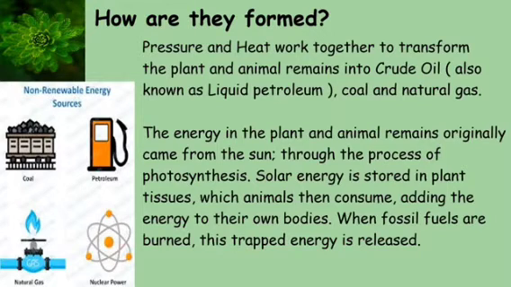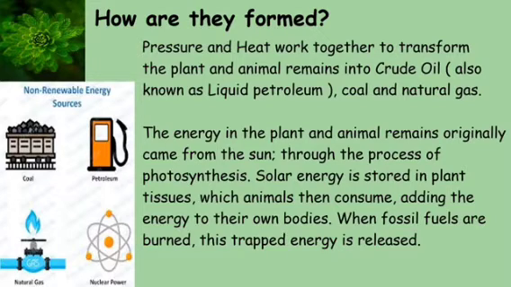It all depends on what we are planning to extract from underground or beneath the earth's surface. Pressure and heat work together to transform the plant and animal remains into crude oil, also known as liquid petroleum. Crude oil is also known as liquid petroleum, coal, and natural gas. The energy in the plant and animal remains originally came from the sun through the process of photosynthesis.